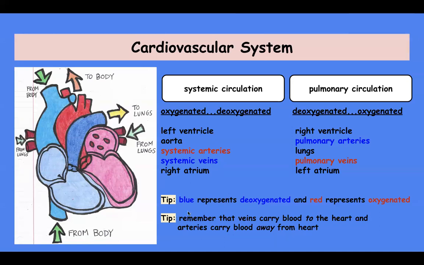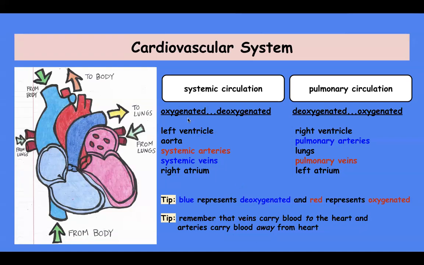And then my second tip is always, always, always just remember, veins carry blood to the heart, regardless of what type of veins, whether they're systemic veins or pulmonary veins, the blood's going to the heart. And arteries always, always, always carry blood away from the heart. So whether they are systemic or pulmonary, they are leaving the heart and going somewhere else. So those are the two tips that I have to always remember when you're studying the cardiovascular system. So let's quickly look at systemic circulation.